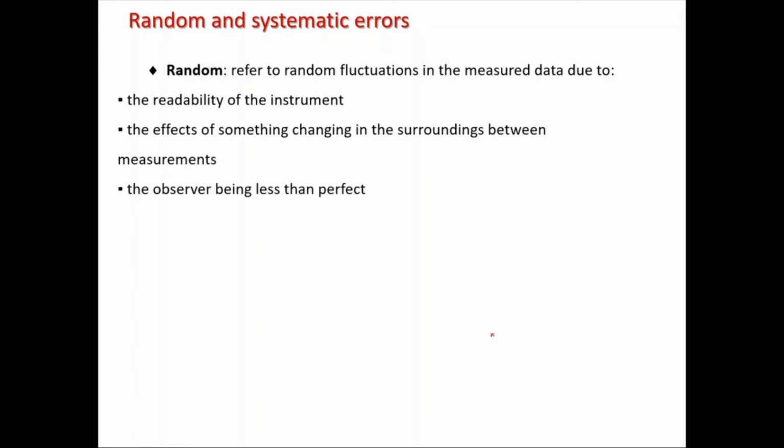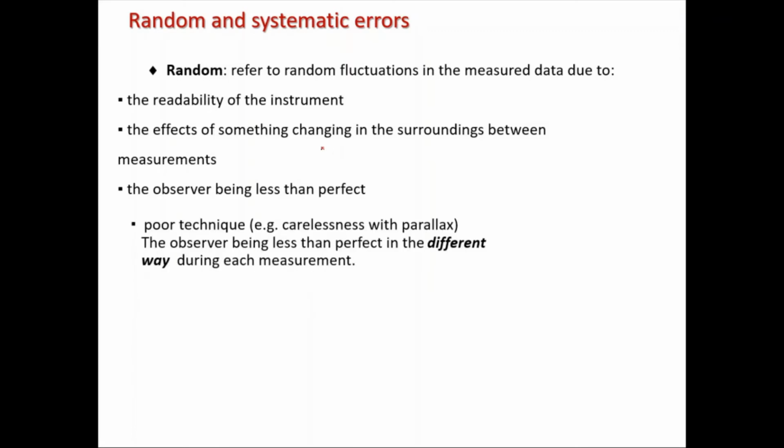What is a random error? It refers to the random fluctuations in the measured data, and these fluctuations are due to the readability of the instrument, the effects of something changing in the surroundings between the measurements, and the observer being less than perfect. And there are some other reasons also which cause random errors. For example, if you are using a poor technique and you do not care about the parallax, in this case you are going to make random errors.